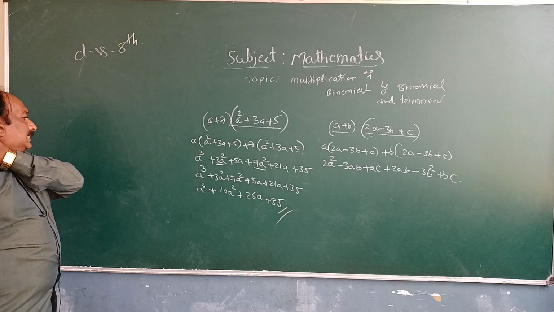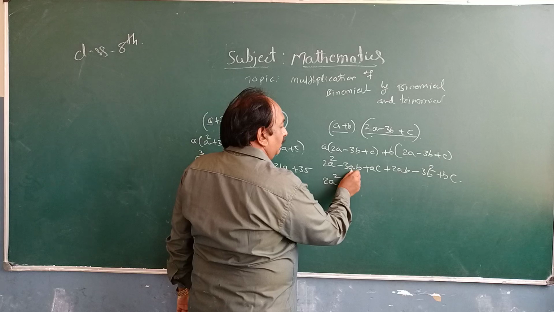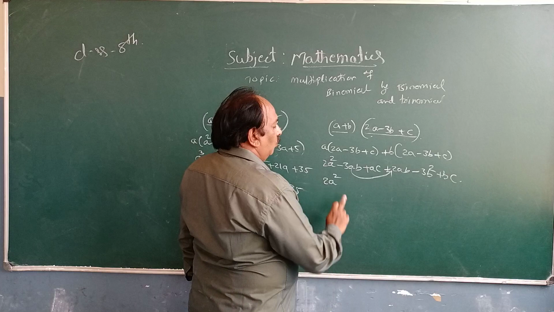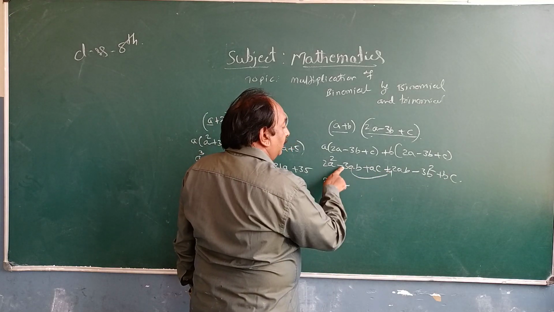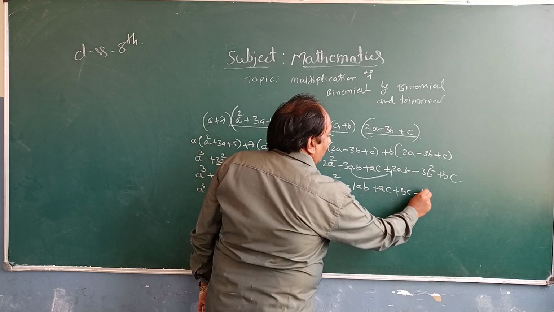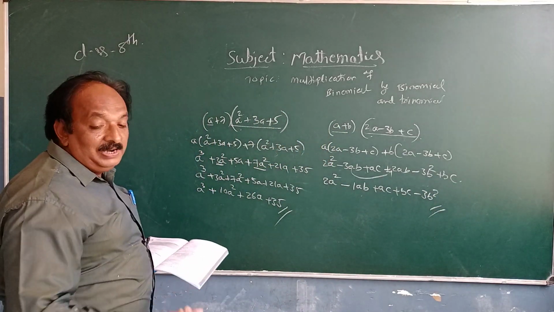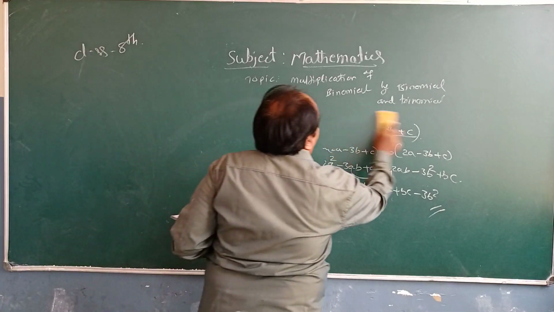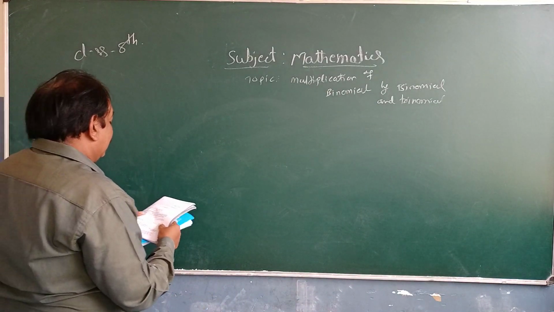Now consider which are the like terms. 2a square, 3ab, 2ab. 3ab and 2ab: one is minus, another is plus. Subtract, 3 minus 2 is 1, greater number minus, so minus 1ab, plus ac plus bc minus 3b square as it is. So this type of multiplication may be helpful for your future classes, for your 9th standard, 10th standard and some other classes.